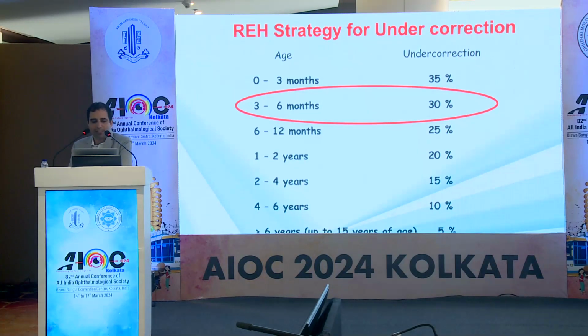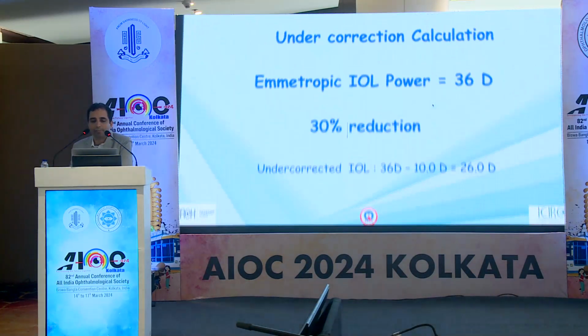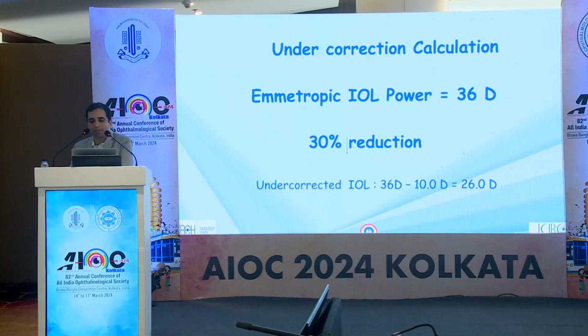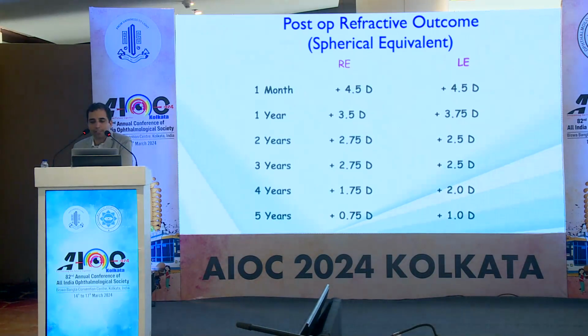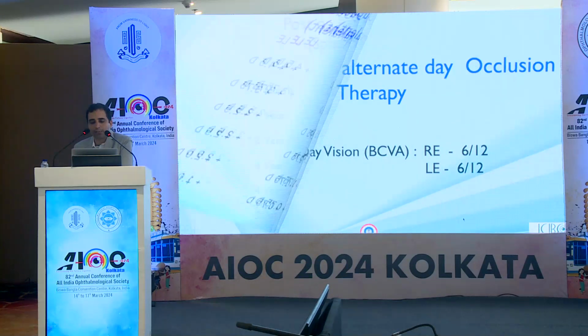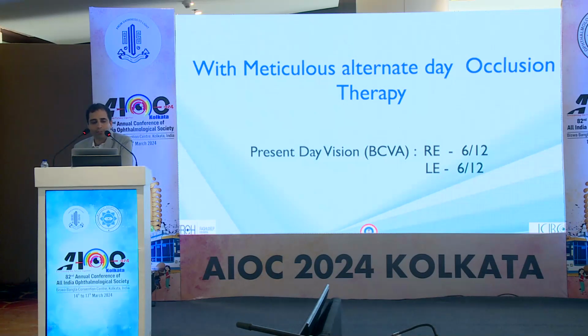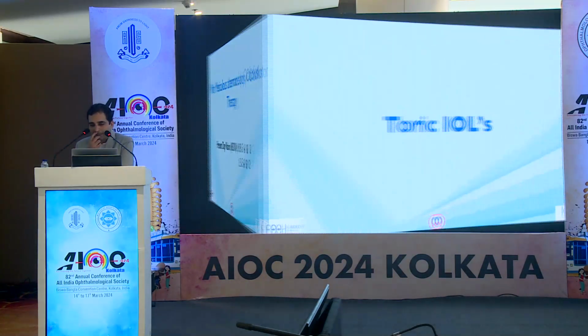So keeping that in mind, less than 6 months, we did the calculation and did a 30% undercorrection. The emmetropic power was 36, so a 30% reduction would mean about a 26 diopter power, which we implanted in both eyes of this patient. And this has been the child's refractive history from surgery until now, 5 years post-operatively, where he's left with very little hypermetropia, but there's been no great myopic shift. And present day vision with +1 and +0.75 hyperopia for distance is reasonably good.